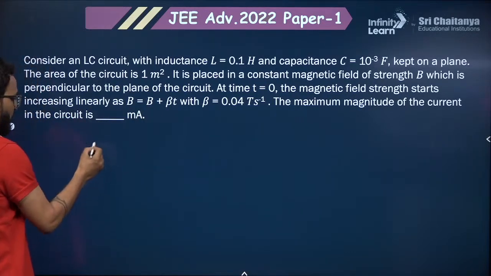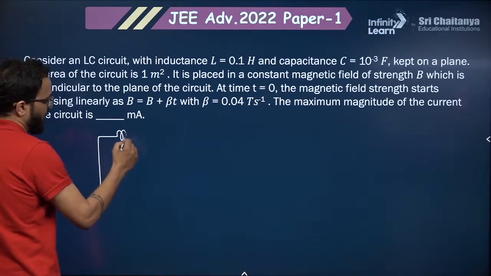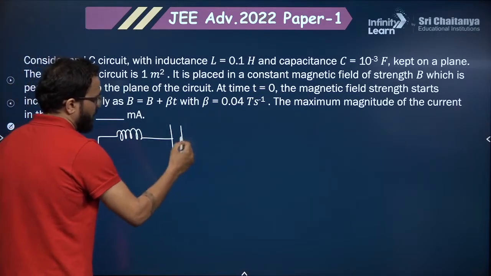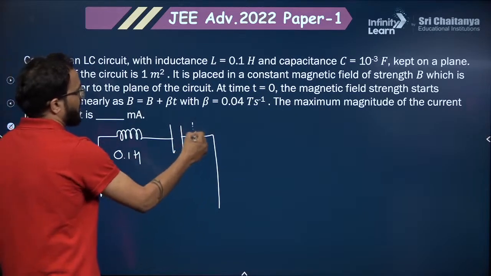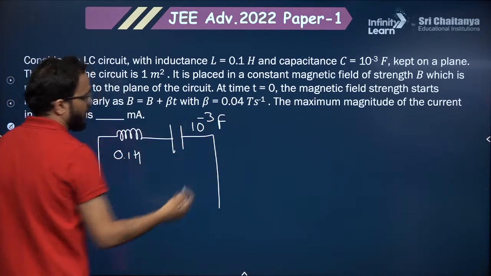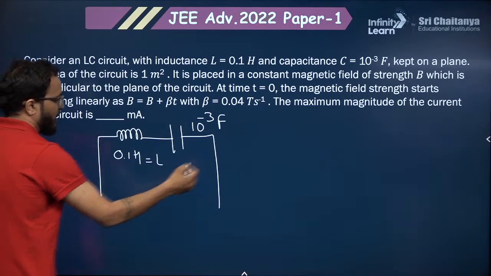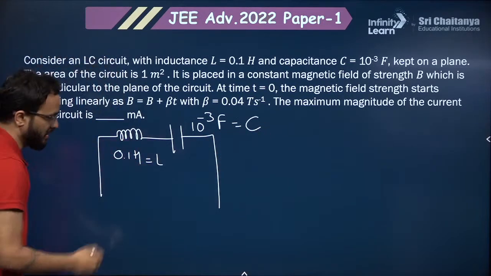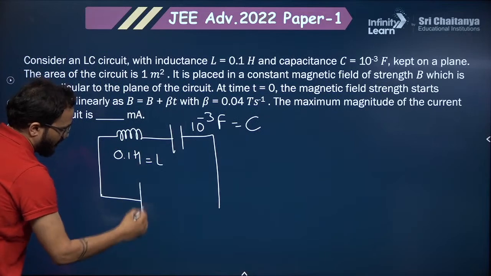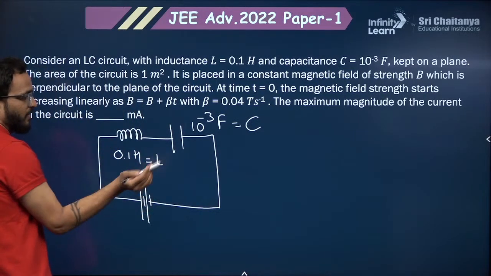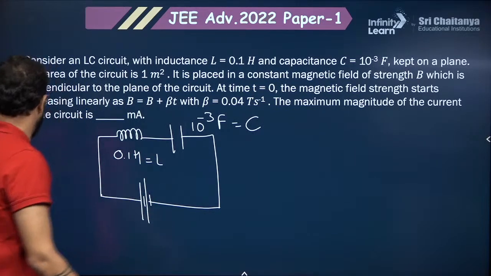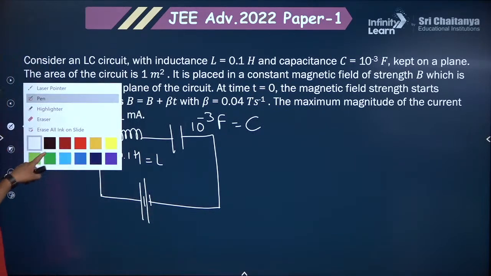First of all, in these kind of problems, just draw the circuit. So there is an inductor, there is a capacitor. It is how much? 0.1 Henry, and this is how much? 10 to the power minus 3 farad. Fantastic. So we have the value of L and we have the value of C as well. Now obviously there will be an induced EMF. Why? Because the magnetic field is changing. Now let's try to find out the value of induced EMF here first of all.